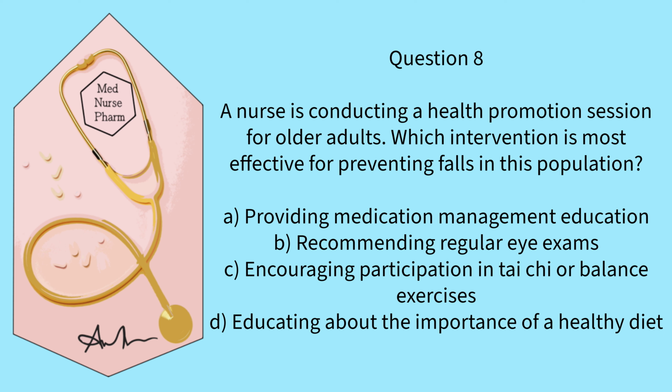Question 8. A nurse is conducting a health promotion session for older adults. Which intervention is most effective for preventing falls in this population? Providing medication management education, recommending regular eye exams, encouraging participation in Tai Chi or balance exercises, educating about the importance of a healthy diet. Pause the video and select your answer.